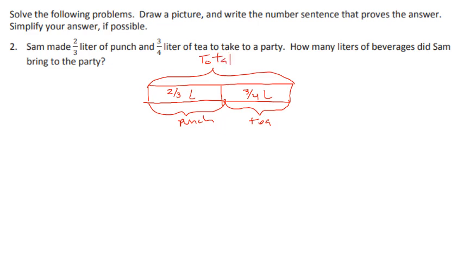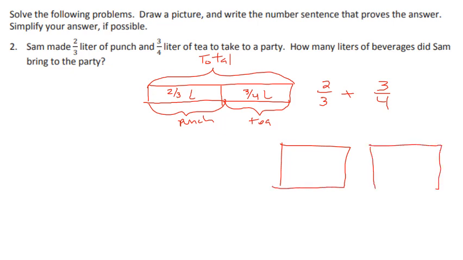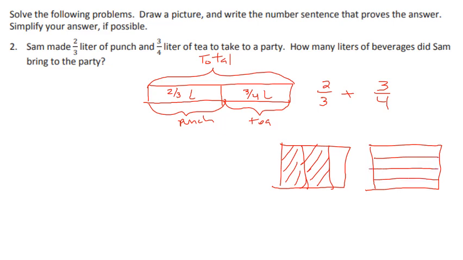So we can see we've got to add these two together. So 2/3 plus 3/4. So let's go ahead and make our model of 2/3 and 3/4. Here's my 2/3. And here's my 4ths. Now I've got to move my 4ths over. And I've got to move my 3rds to my 4ths.